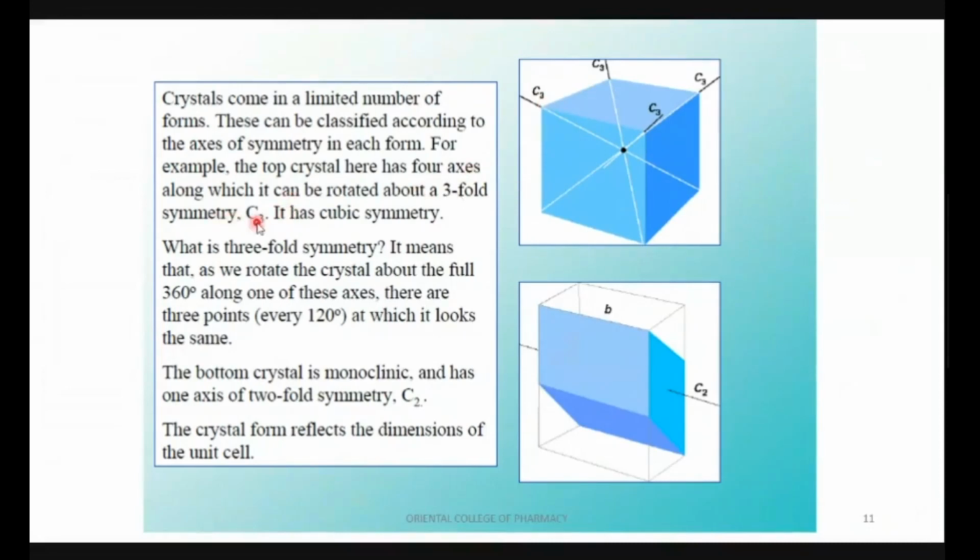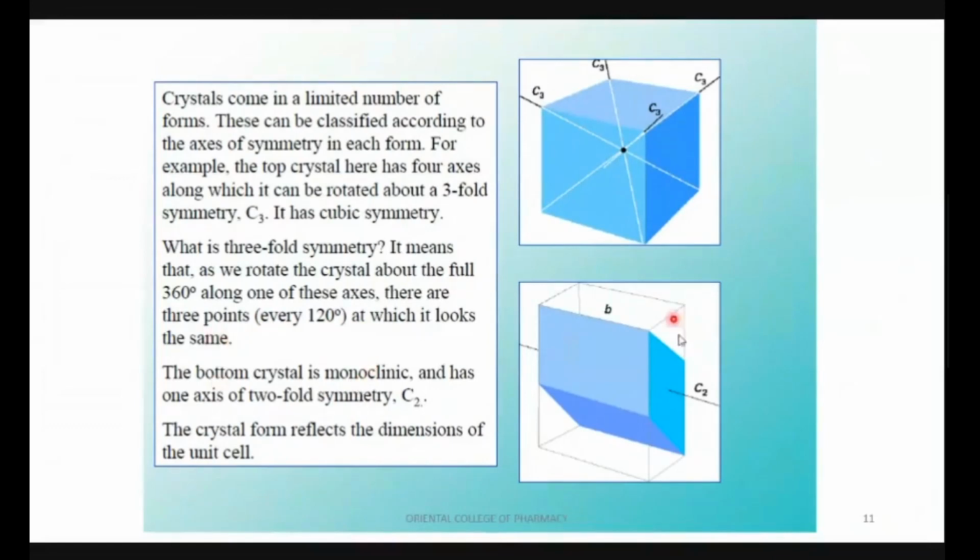Now this 3-fold symmetry is characteristic of a cubical crystal. So it has a cubic symmetry. Now what is this 3-fold symmetry? It means that if we rotate the crystal a full 360 degrees along one of these axes, there are 3 points, after every 120-degree rotation, at which it looks exactly the same as the previous one.